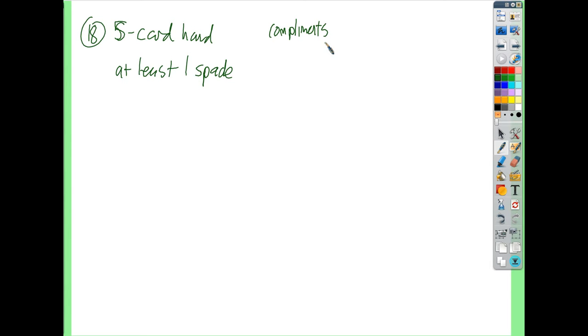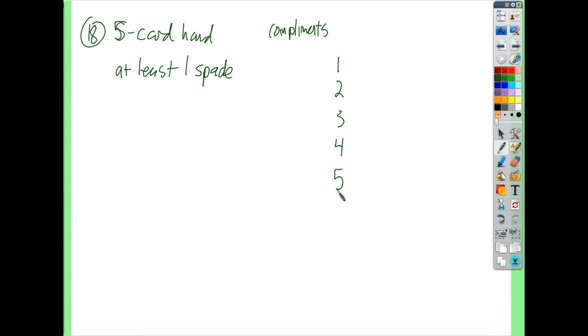There's 13 spades. There are 4 suits, but each suit has 13 cards. So we can get one spade, 2 spades, 3 spades, 4 spades, 5 spades. With the way that we understand how to count, we can count those things. You can count how many ways there are to get exactly a certain number of whatever, 3 out of 5 or 2 out of 6.